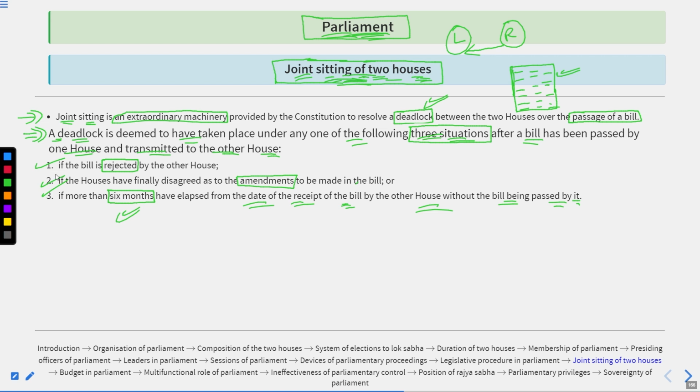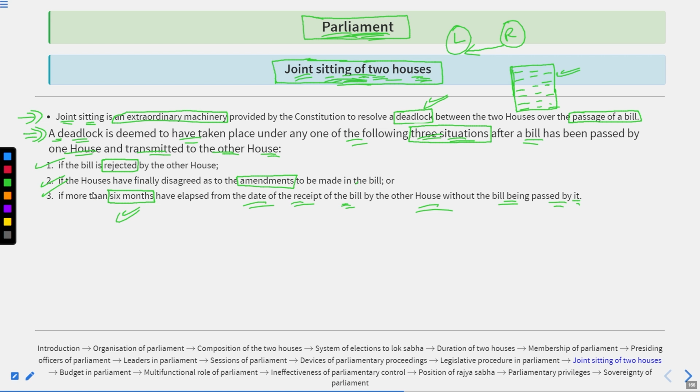First condition. If the houses finally disagreed, because the one house which passed the bill in its original form sent the bill to the other house, but the other house rejected the bill, or introduced some amendments in the bill, and then the bill will be resent to the Lok Sabha, which had passed it earlier, but because of the things, the bill could not be passed.